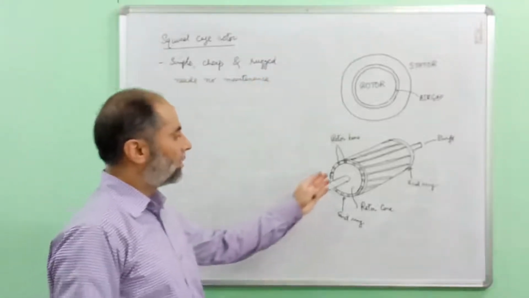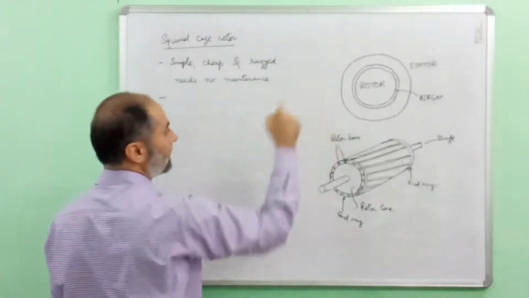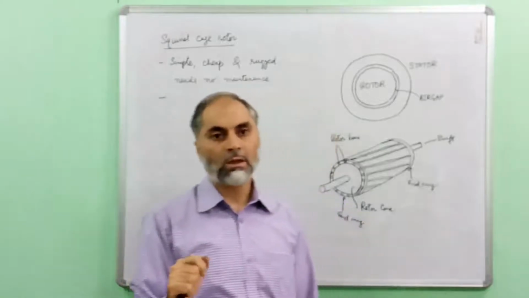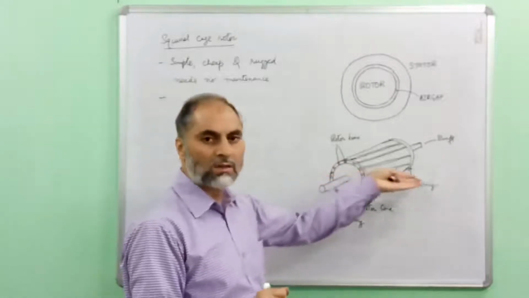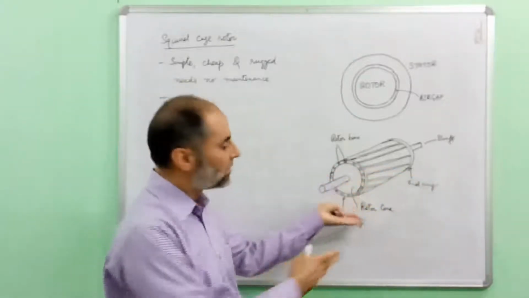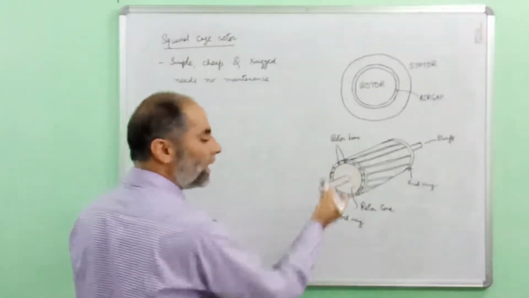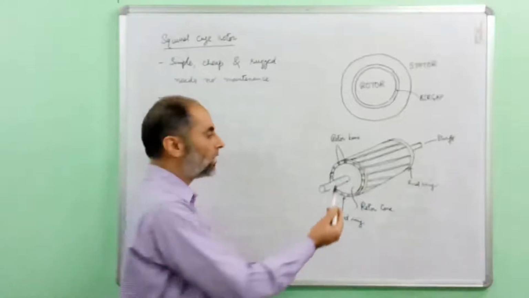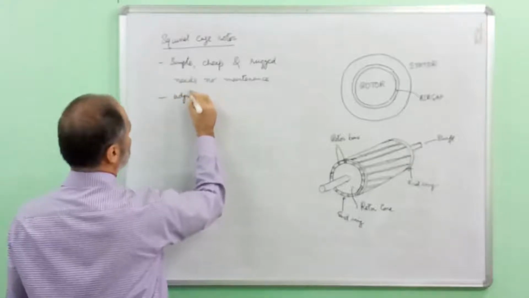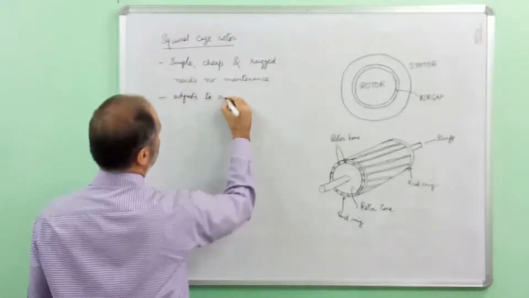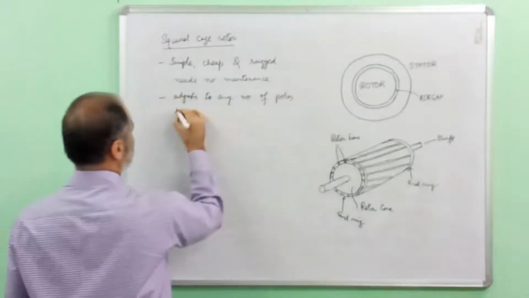One more advantage of this rotor is that it can adjust to any number of poles on the stator. You know that the stator winding will be wound for a particular number of poles, but this is a simple structure. You have bars in the rotor which are shorted at both ends. There is no consideration of poles as far as this winding is concerned, and it automatically adjusts itself to the number of poles on the stator.